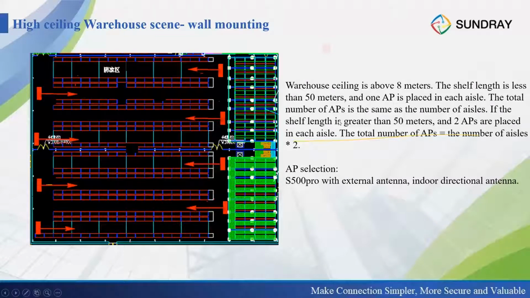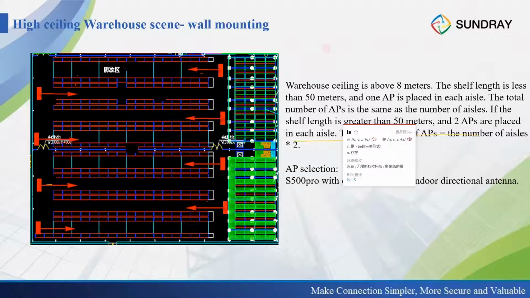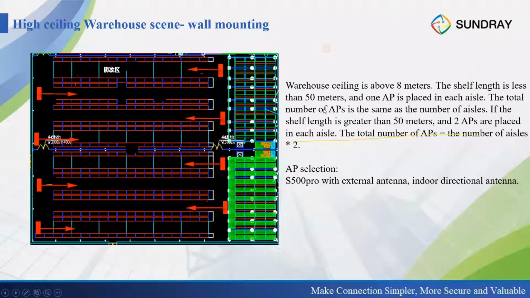If the length of the IO is longer than, we say, 50 meters, we just put one AP, just like the picture. We put one AP here, one AP here. You just cover all the IOs. And if the length of the IOs is more than 50 meters, we can put 2 APs in this IO.